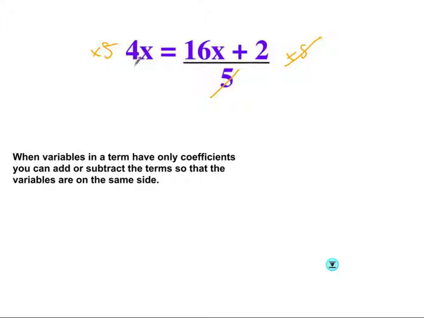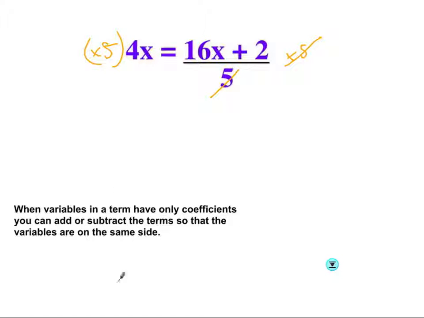They cancel out. And what we have here is 5 times 4x. So we're going to multiply 5 times 4, which is 20, and then we still have x is equal to 16x plus 2. Now I can go ahead and look at this rule again and notice that I have 3 terms now, and this term has a variable x with the only thing next to it is a coefficient. So now I can go ahead and add or subtract.